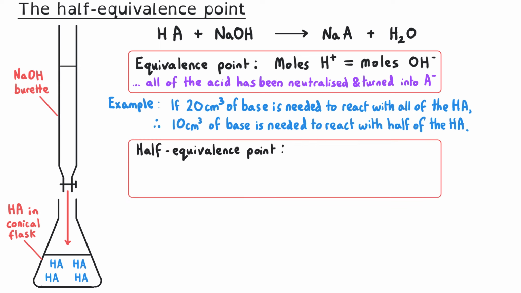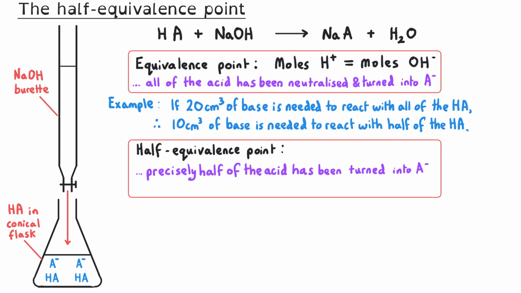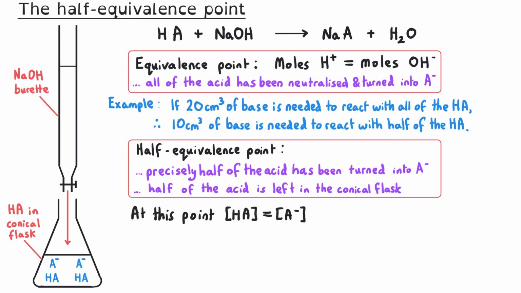And at this point in a titration, precisely half of the acid has been used up and converted into the salt, A-, and half of the acid is left unreacted in the conical flask. And this means that the concentration of unreacted acid, HA, is exactly equal to the concentration of the salt that has been produced, A-. The Ka expression for this weak acid will have Ka equals hydrogen ion concentration multiplied by salt concentration divided by unreacted acid concentration.